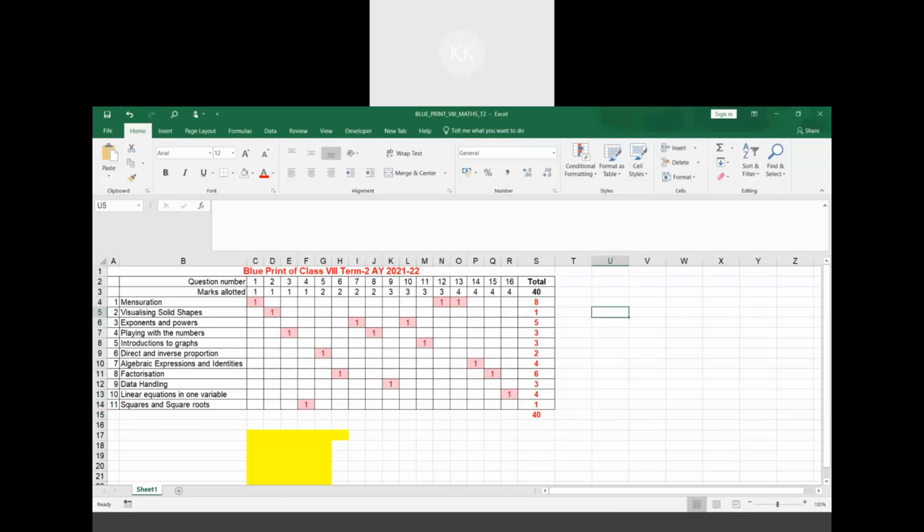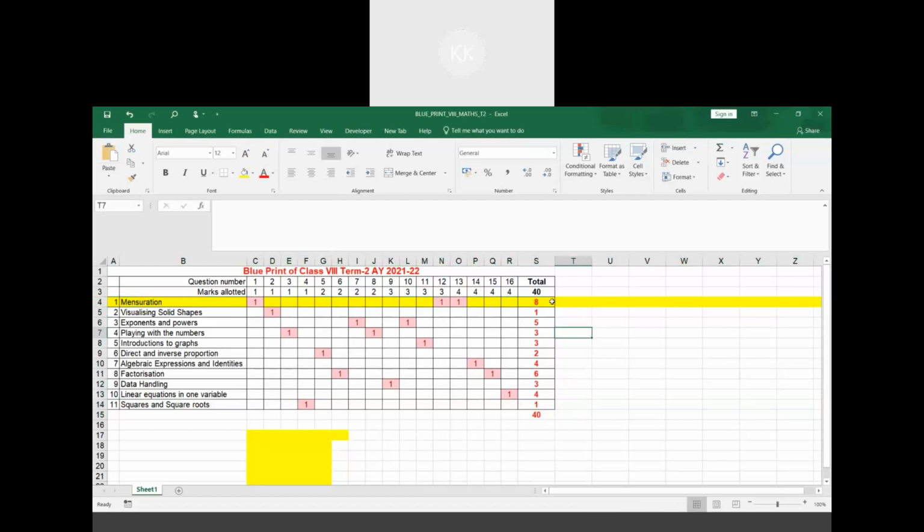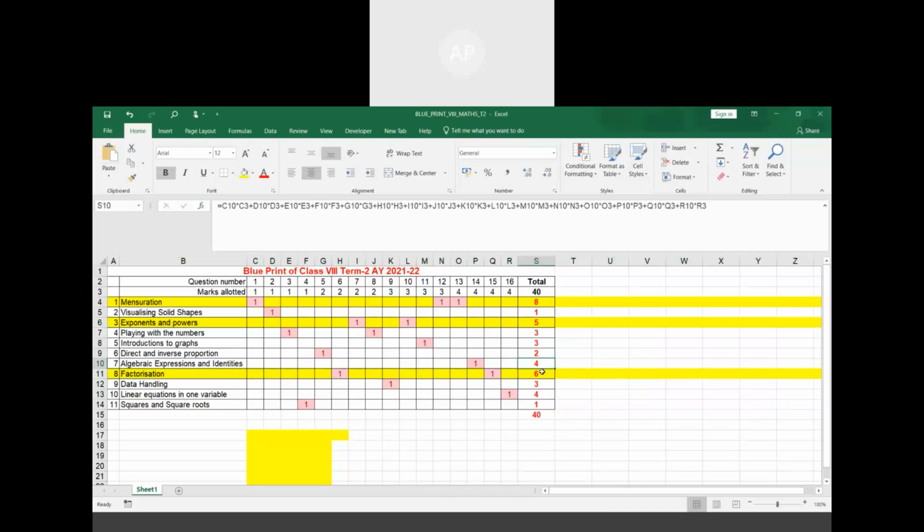So we have dealt with so many questions on mensuration, isn't it? Next, which has more? Here it is factorization. Factorization, sir. Next comes exponents and powers. After this, 4 marks: algebraic expression, algebraic identities, and linear equation in one variable. Data handling, there is one question of 3 marks.